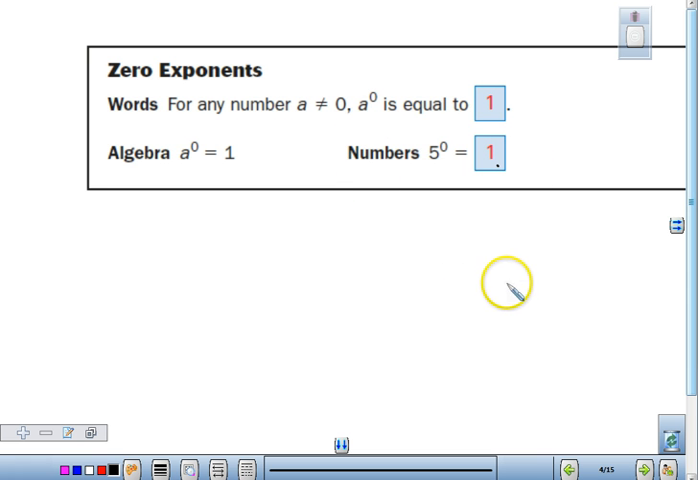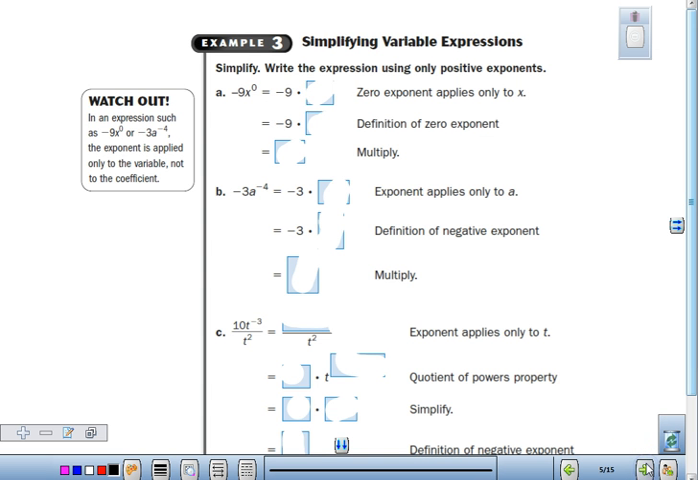So if I ask you in class 7 to the 0, you tell me 1. 20 to the 0, you tell me 1. 1/2 to the 0, 1. Anything to the 0 power is 1.